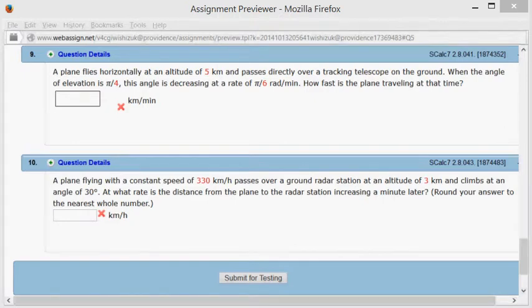Alright, let's look at homework 2.8, problem number 9. A plane flies horizontally at an altitude of 5 kilometers and passes directly over a tracking telescope on the ground. When the angle of elevation is pi over 4, the angle is decreasing at the rate of pi over 6 radian per minute. How fast is the airplane traveling at that time? Right, so let's look at that.